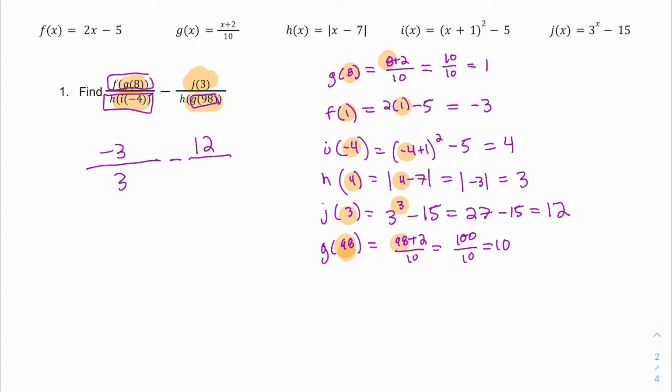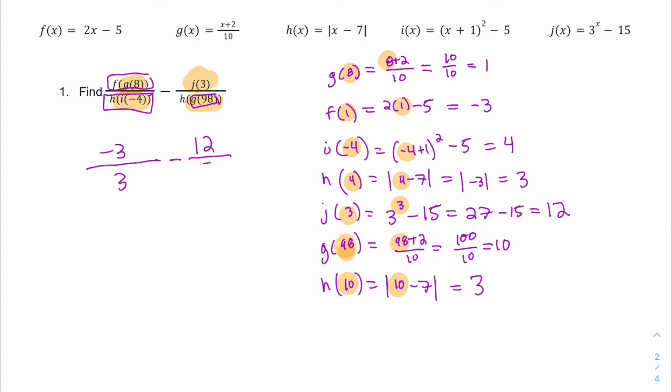Now I want to evaluate h of g of 98. So h of 10 is equal to the absolute value of 10 minus 7, which is the absolute value of 3, which is 3. So in this case, when I put an input of 10, I get an output of 3.